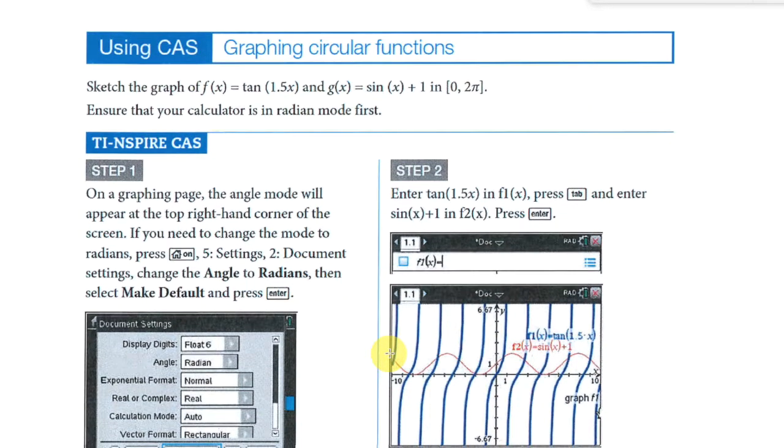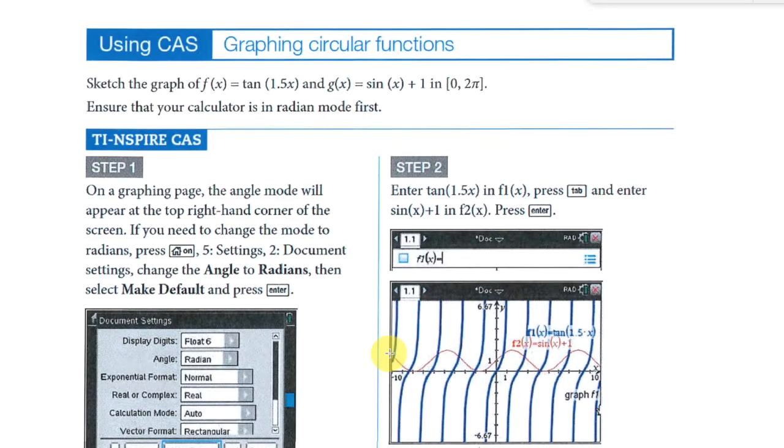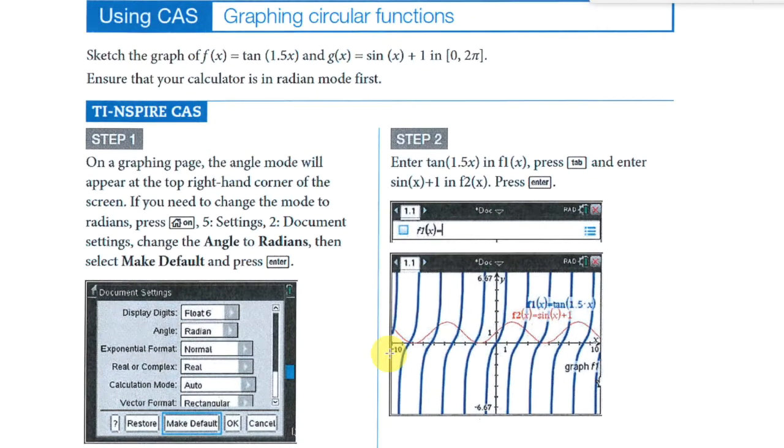Of course, we can show all this information in our CAS. It's not really a big surprise at all. Just make sure that you are in radian mode. That's the most crucial part.